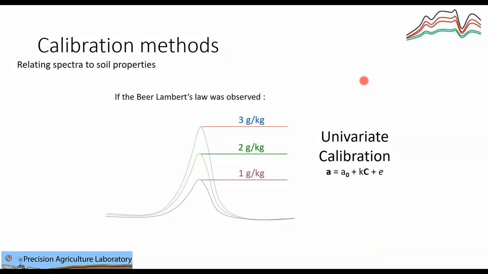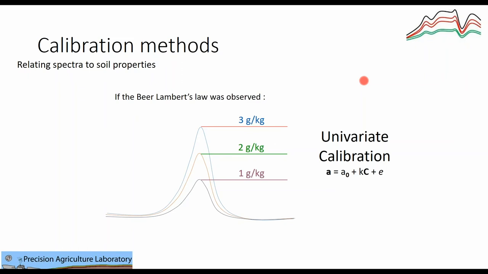Okay, so if we remember the first slides when I talked about the Beer-Lambert law, it proposed that the light that passes through a medium is directly related to the concentration of the medium. That happens mostly in liquids and homogeneous solutions, such as wine, for example. But soil is far from being a homogeneous body, and this rule doesn't apply to every single property of soils.